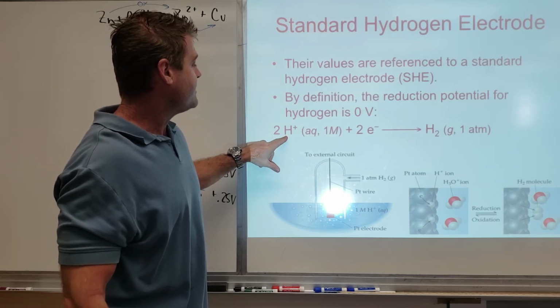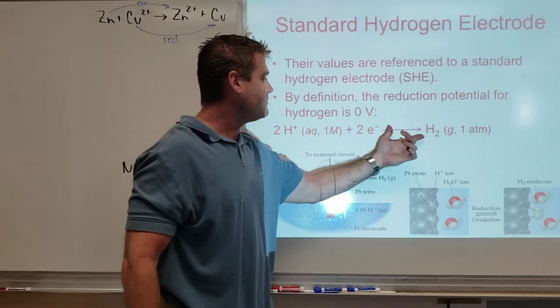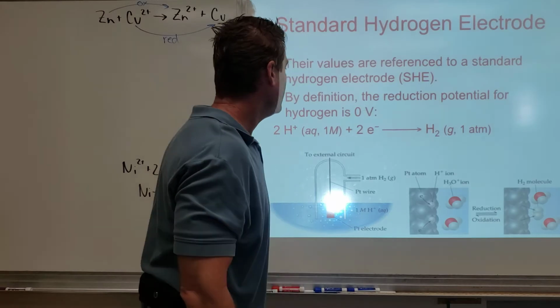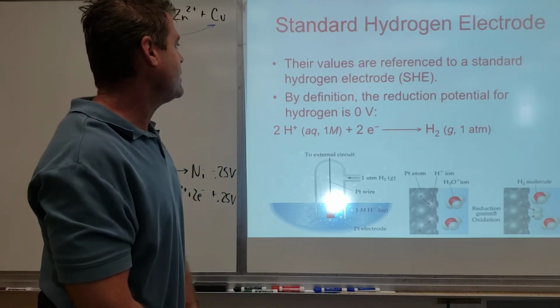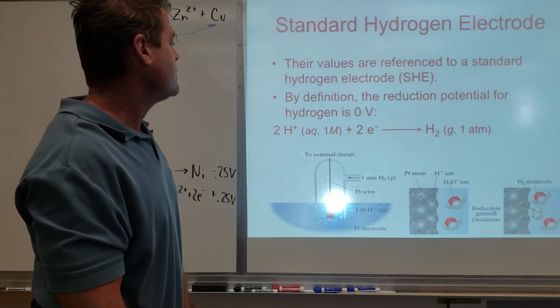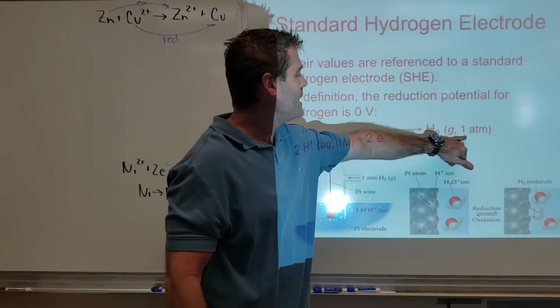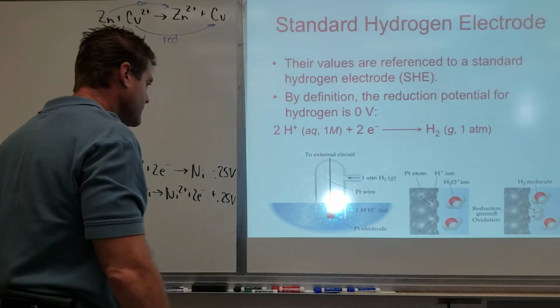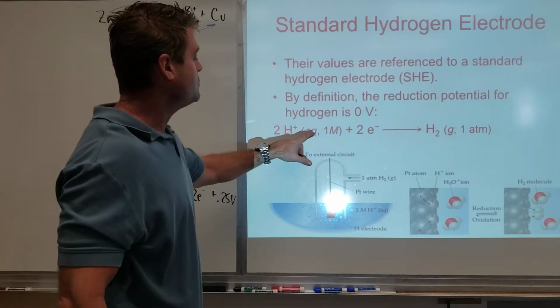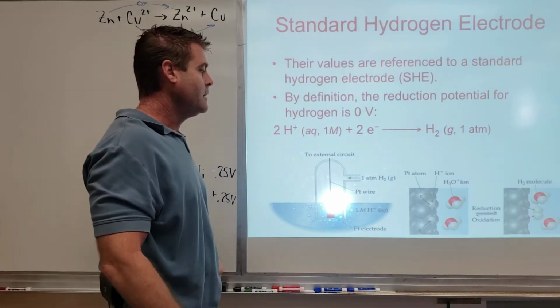Right? We've got positive hydrogen ions gaining 2 electrons to form pure hydrogen gas. Notice it's called standard. It's the standard reduction potentials because we have standard conditions. It's going to be at 1 atmosphere for the gas, for example, and also your solution would have to be at 1 molar. Those are all standard conditions.